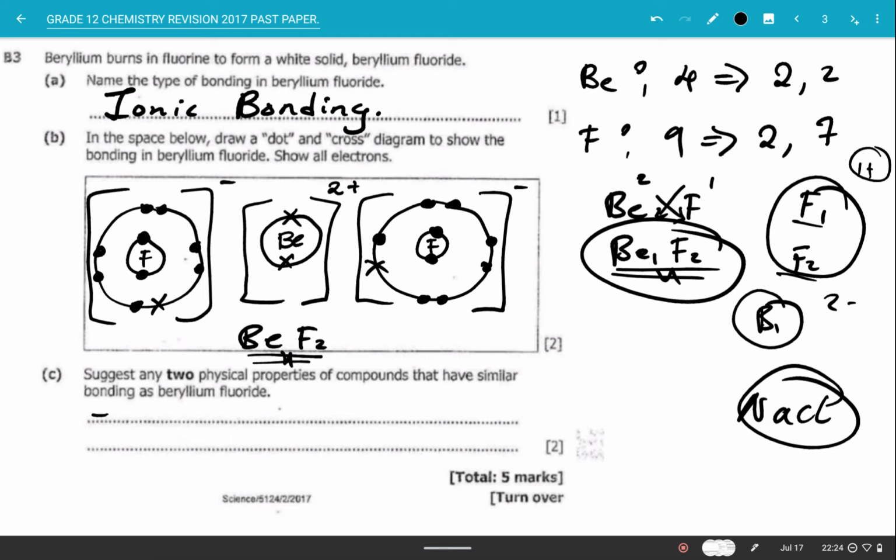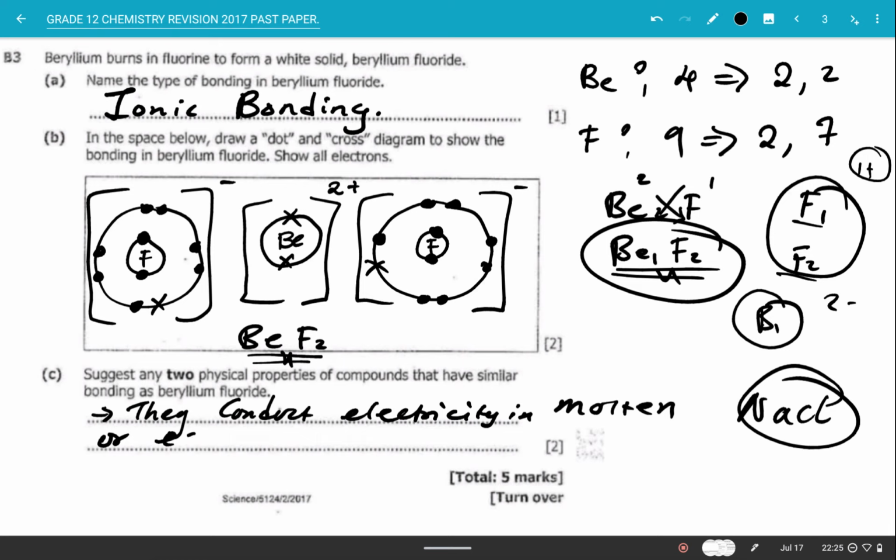So all ionic compounds are able to conduct electricity in molten state or aqueous state.